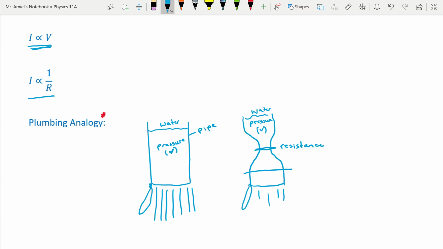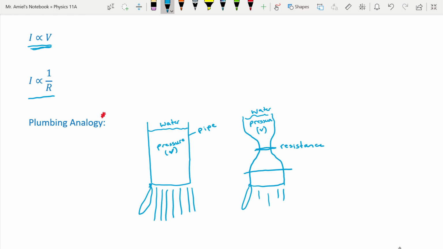And this is going to determine the flow of the water, or in our current, it's going to determine the flow of our charge. So if we put this resistor in here, we're going to get a much lower flow. So what we've done here, let's be very clear: we have decreased the circumference of the pipe, which has increased the resistance. And if we increase the resistance, we get a reduced flow.